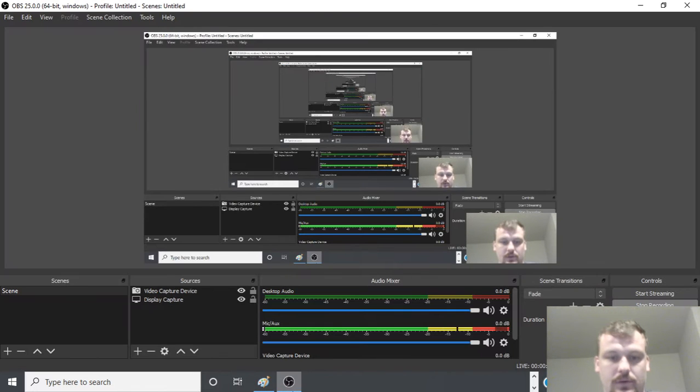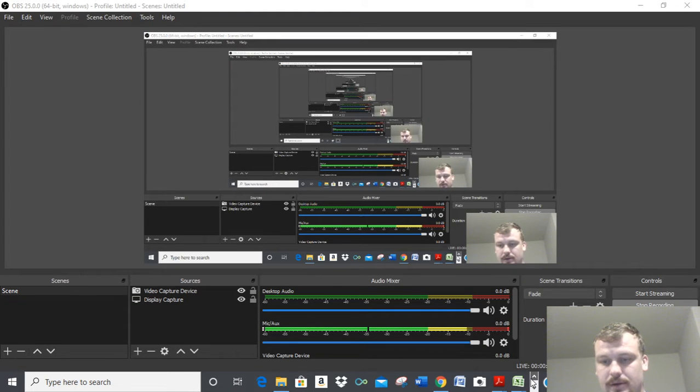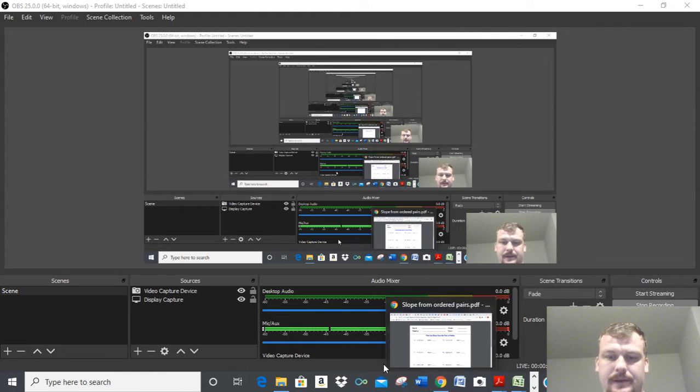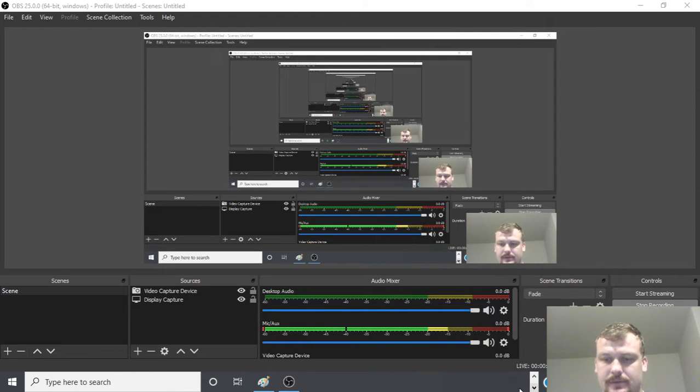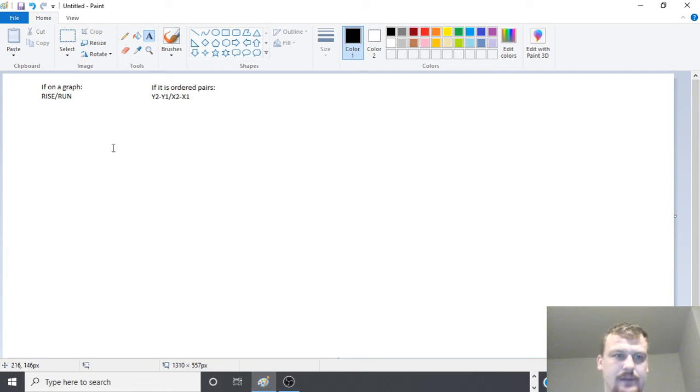Anyway, so we're going to go over slope, which I know we went over a little bit ago. But I figured one more lesson of review would be helpful. So I would write this down if you have paper around you. If it is on a graph, think rise over run. And if it is on an ordered pair, write down y2 minus y1 over x2 minus x1. So yeah, here we go.